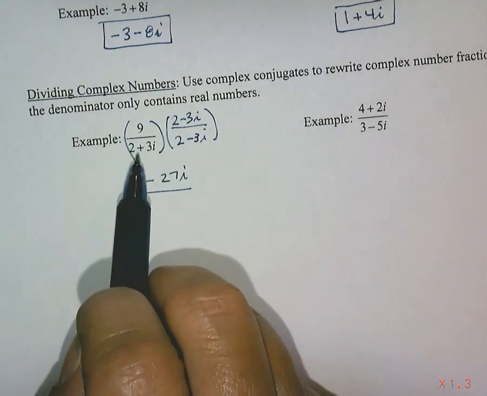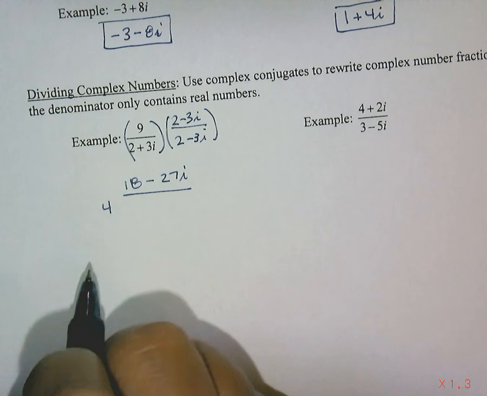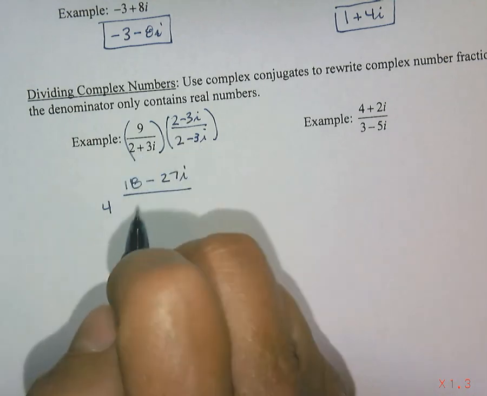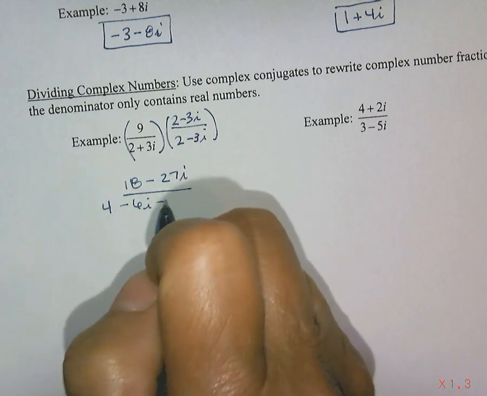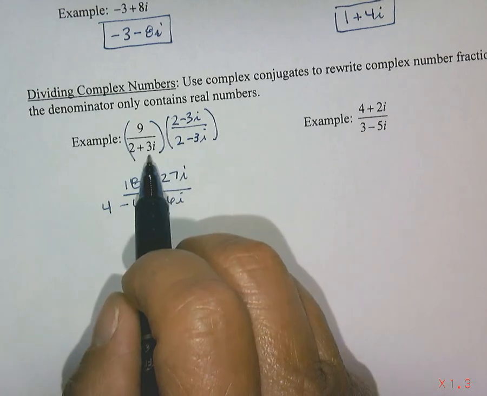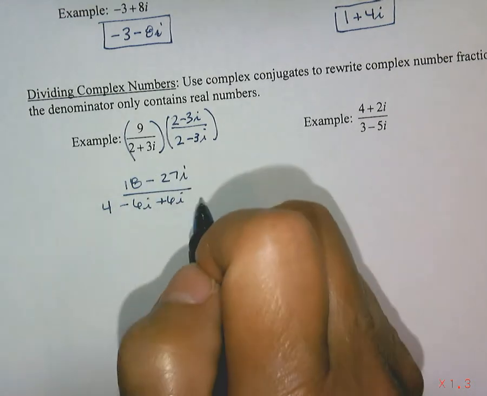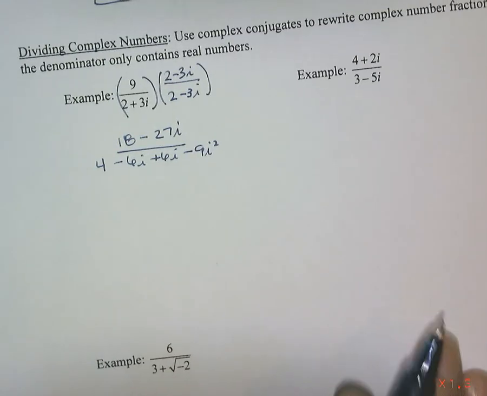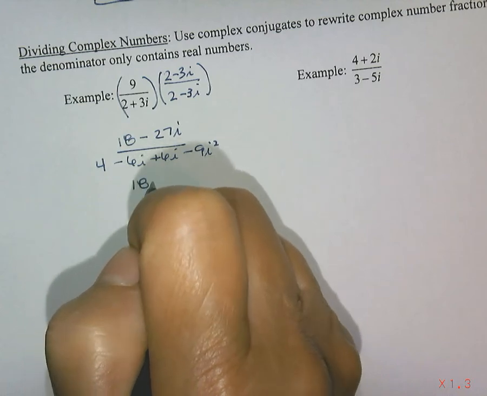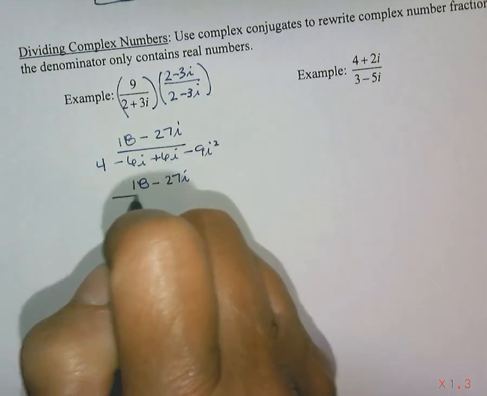I'm going to multiply my denominator. 2 multiplied by 2 is 4. 2 multiplied by negative 3i is negative 6i. 3i multiplied by 2 is a positive 6i. And 3i multiplied by negative 3i is going to be negative 9i squared. My numerator, I can't do anything with it, so I have 18 minus 27i.